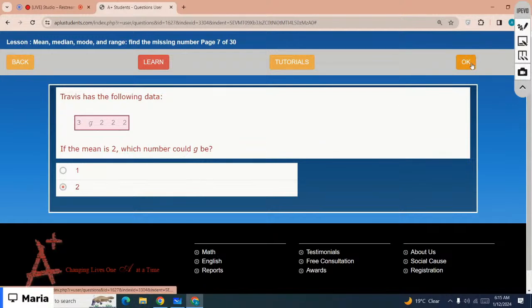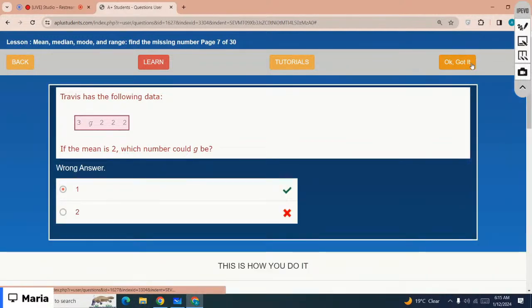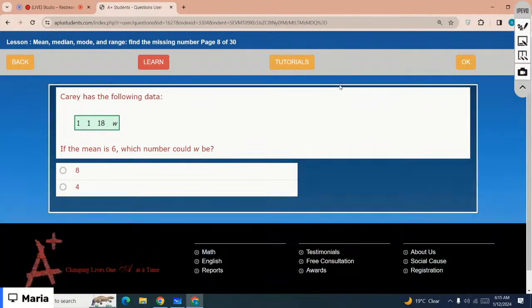Okay, you can complete the lesson by yourself later today. So let me just move on to the next lesson. Sorry, G must be 1. I selected the wrong option. Okay, so let's just move on to the next lesson.